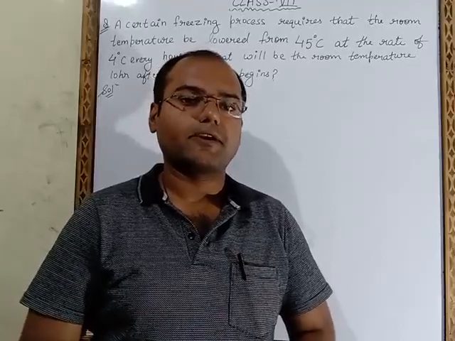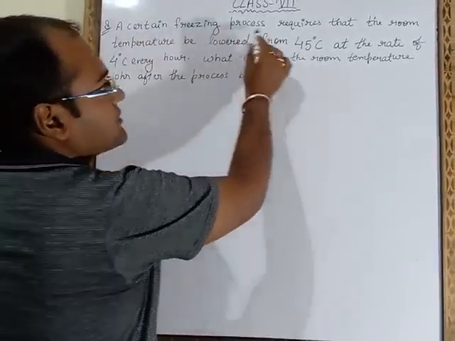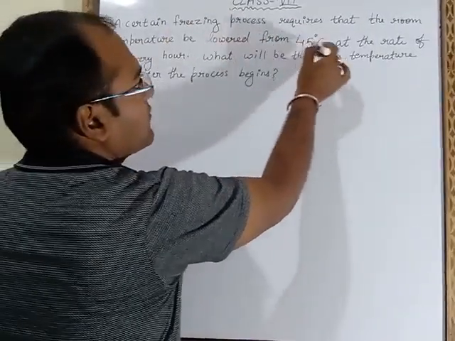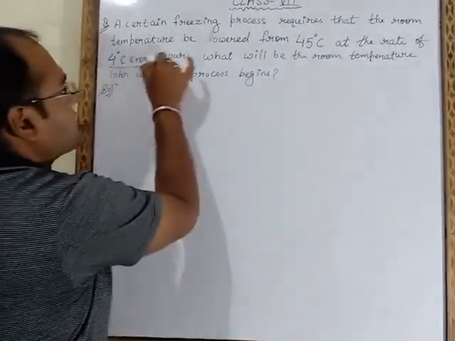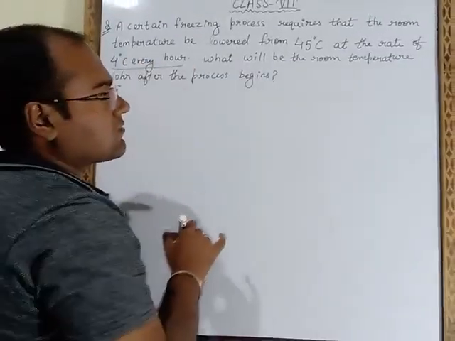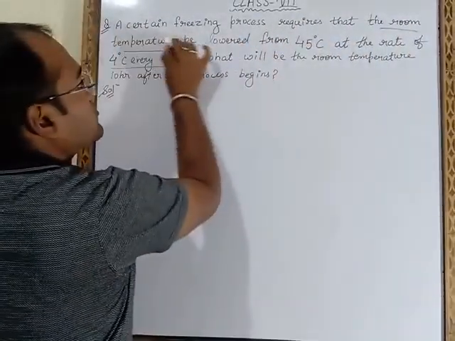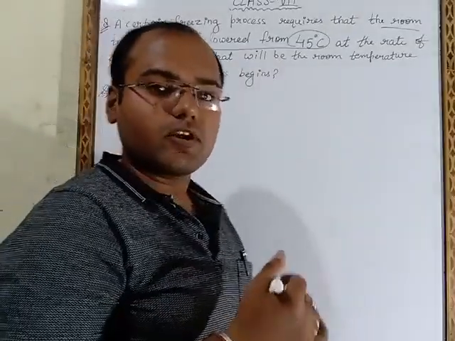Now see question number 8. Question number 8 is, a certain freezing process requires that the room temperature be lowered from 45 degrees C at the rate of 4 degrees Celsius every hour. What is the question? Room temperature has to be lowered from 45.